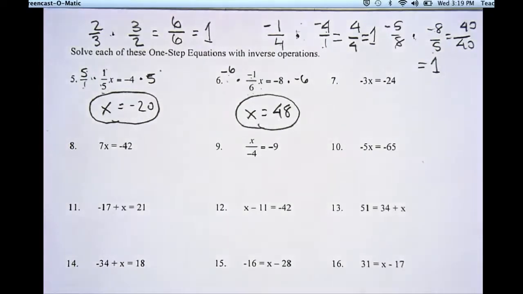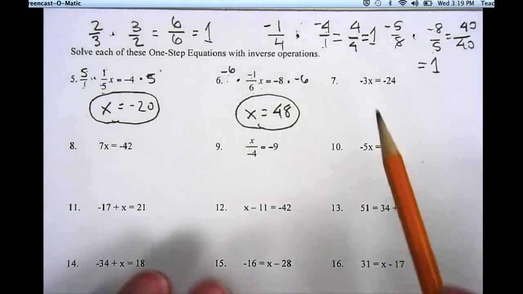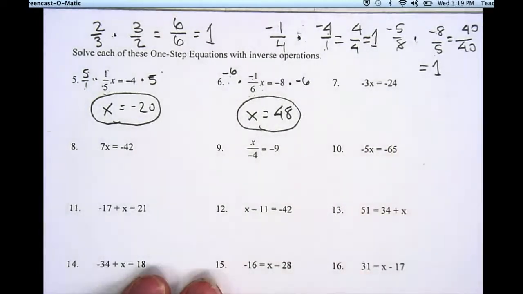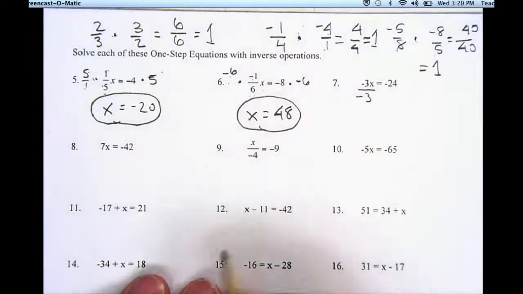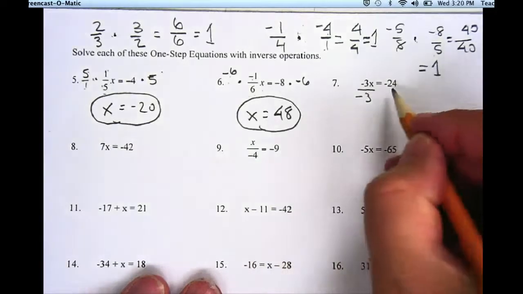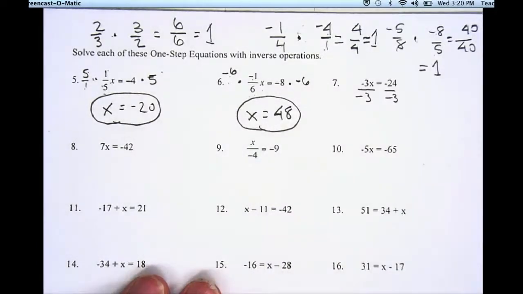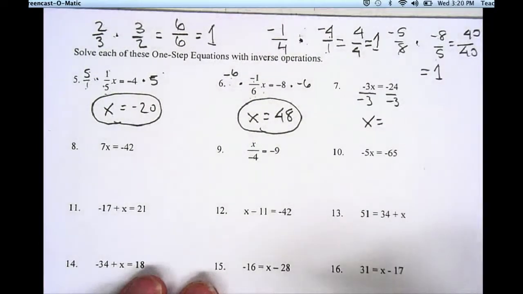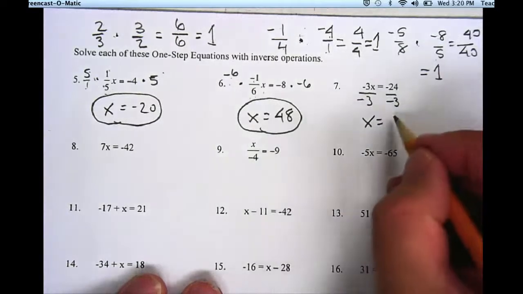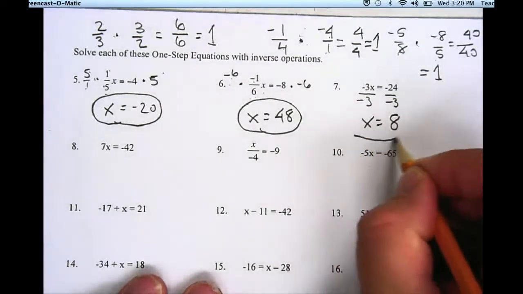Now, on 7, 8, and 10, these are a little bit easier. Those first ones are probably the most difficult ones we had. On these, I'm just multiplying x by an integer. To undo multiplying, you divide. So to undo multiplying by negative 3, I divide by negative 3. But to keep the equation balanced, I've got to divide by negative 3 on the other side. Negative 3 divided by negative 3 is just 1. So I'm left with 1x. On the other side, negative 24 divided by negative 3 is positive 8 because a negative divided by a negative is positive.